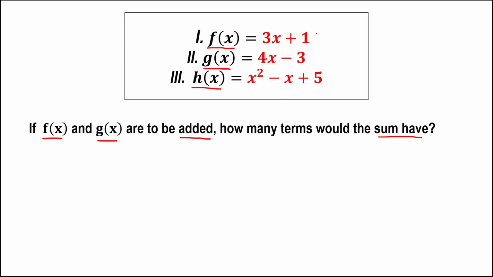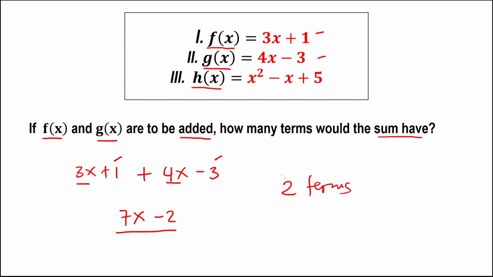So if we add f of x, 3x plus 1, plus g of x, 4x minus 3, then to simplify, 3x plus 4x is 7x, and positive 1 and negative 3 is negative 2. So the sum is 7x minus 2. Therefore, there are two terms if f of x and g of x are to be added.